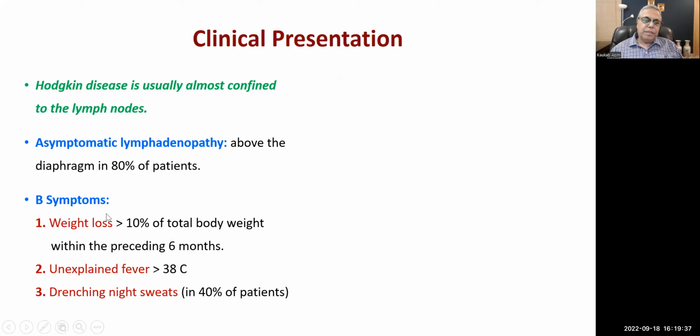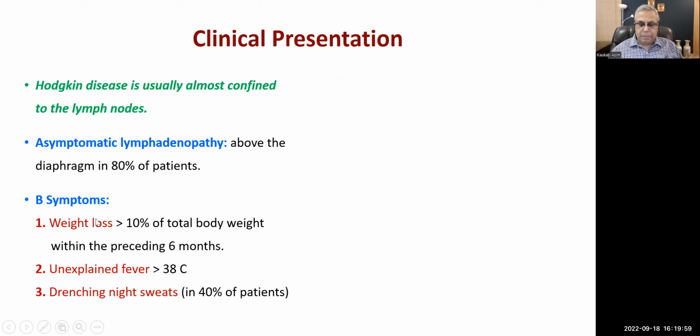But these B symptoms are very important. Okay, these B symptoms include 3 things: weight loss, more than 10% of total body weight within the preceding 6 months, or unexplained fever, which is more than 38 degrees Celsius, and drenching night sweats. They are present in 40% of the patients.